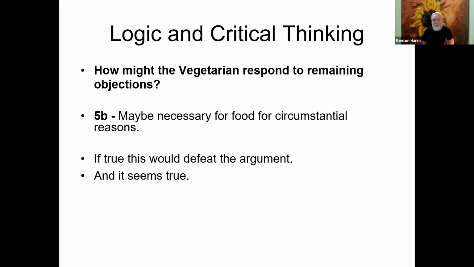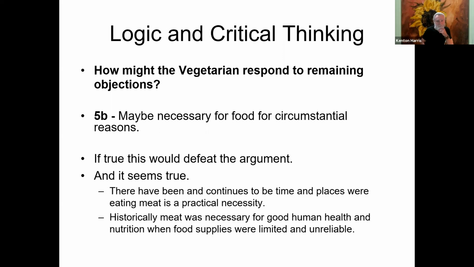Historically, we believe that one of the reasons human beings started herding animals was so that they would have year-round access to nutritious food when the crops fail or during the winter or that sort of thing, right? So again, there have been and continue to be times and places where eating meat is a practical requirement for good health and human nutrition, given the circumstances. Historically, meat was necessary when food supplies were limited or unreliable.